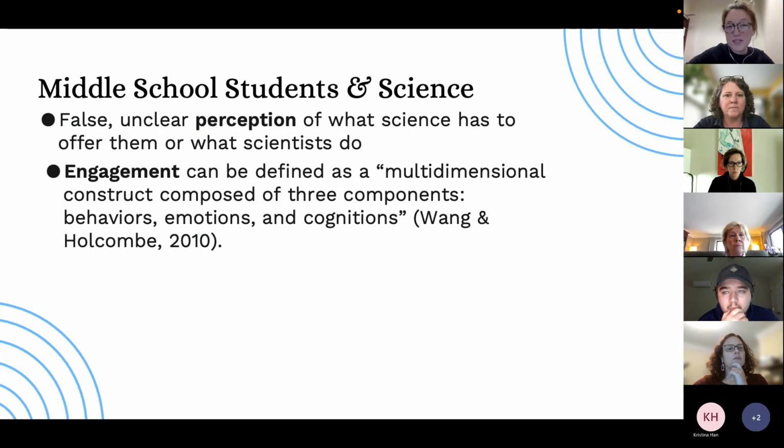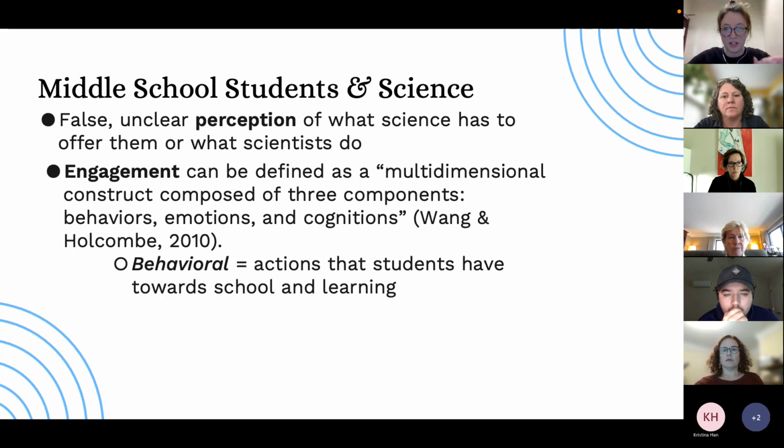So middle school students in science, like I said, have a false and unclear perception of what science has to offer them or what they do. And their perception of science directly influences their engagement with it. Their engagement is almost like a three-dimensional construct.